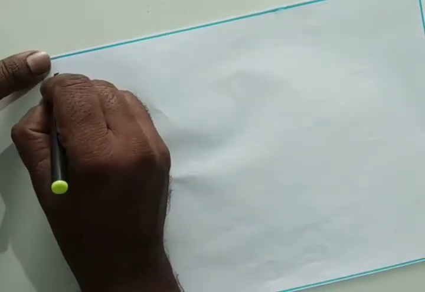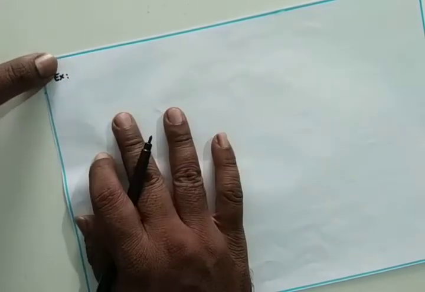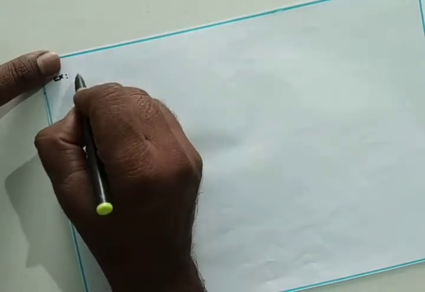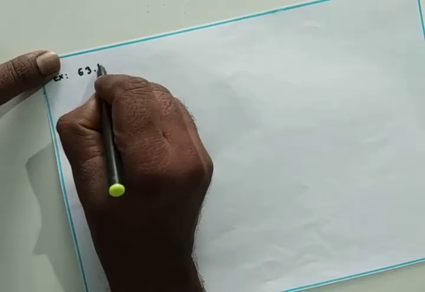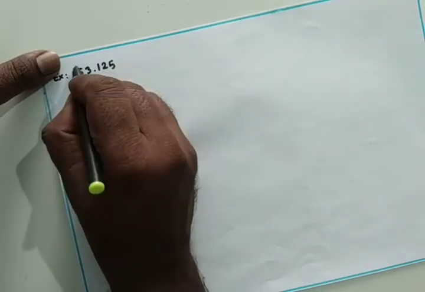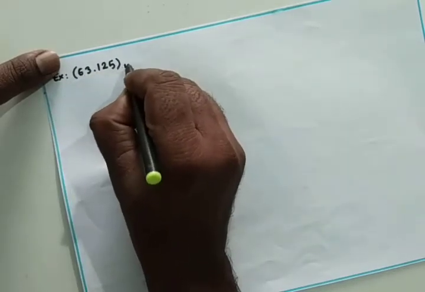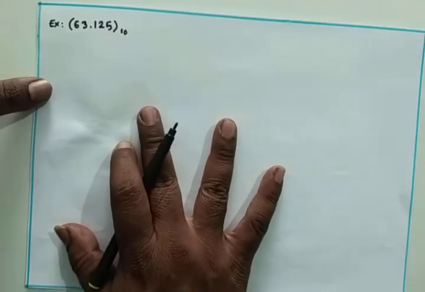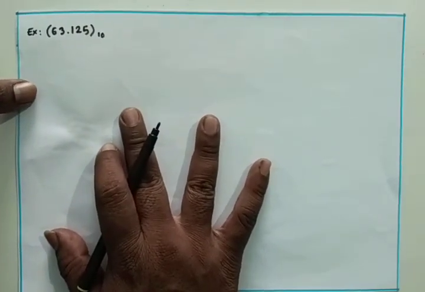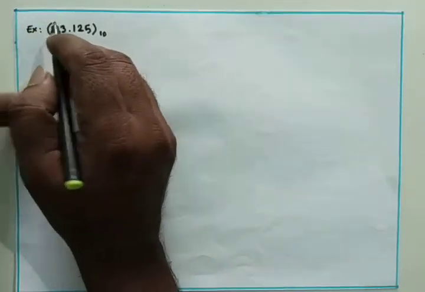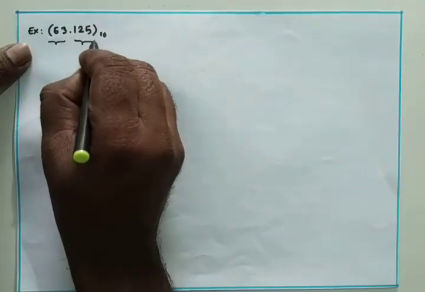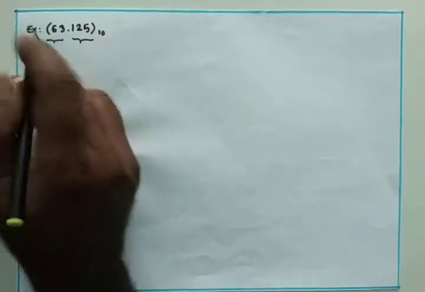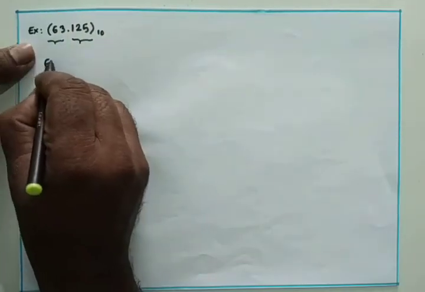First I am going with example 2. It is 63.125 base 10. Here also it has an integer part as well as a fractional part. So first take the integer part, that is 63.